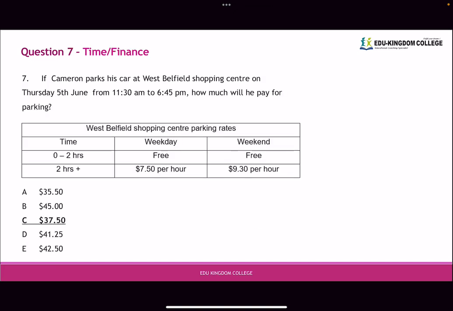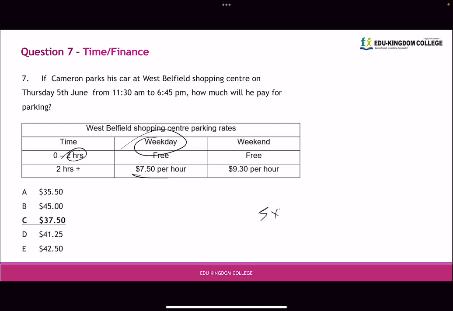So Cameron parks his car at Westfield. Sorry, this should say West Belfield. Okay, so they've switched Westfield for West Belfield. On Thursday, the 5th of June, so it's a weekday, from 11:30 to 6:45. So we are saying how many full hours are we parked? Okay, for each of those hours, they charge us $7.50 after 2 hours. So from 11:30 to 6:45 is 7 hours and 15 minutes. So that's 7 full hours, and then 5 hours after that 2 hour free parking limit.